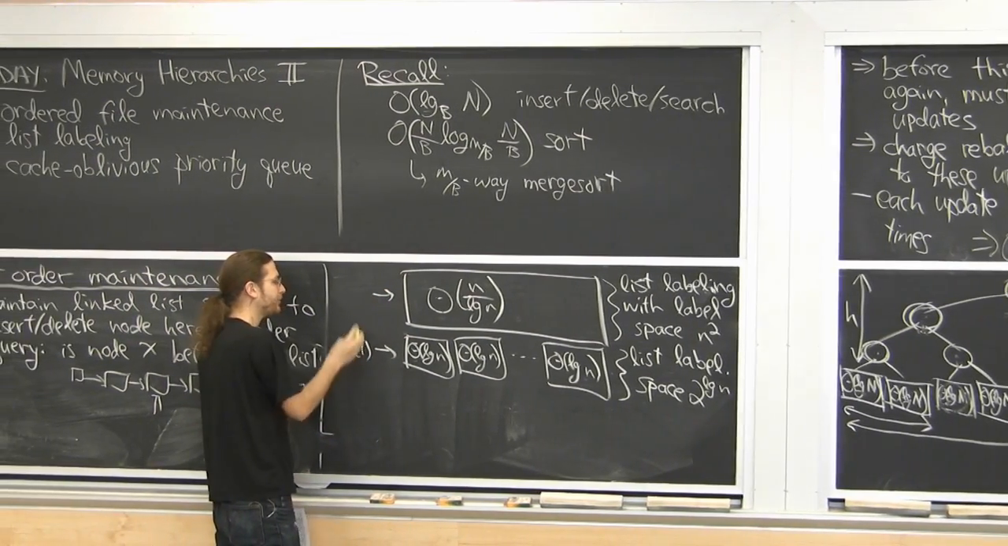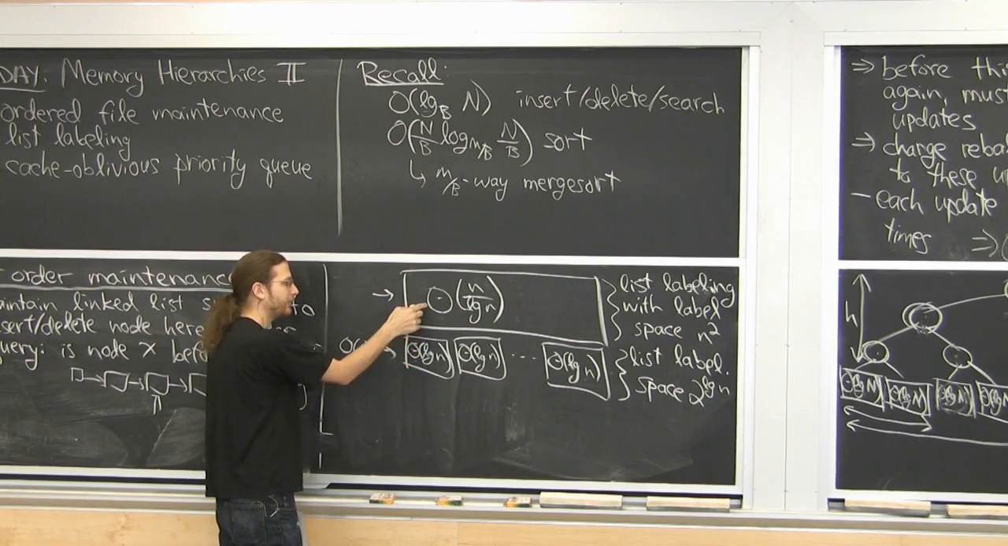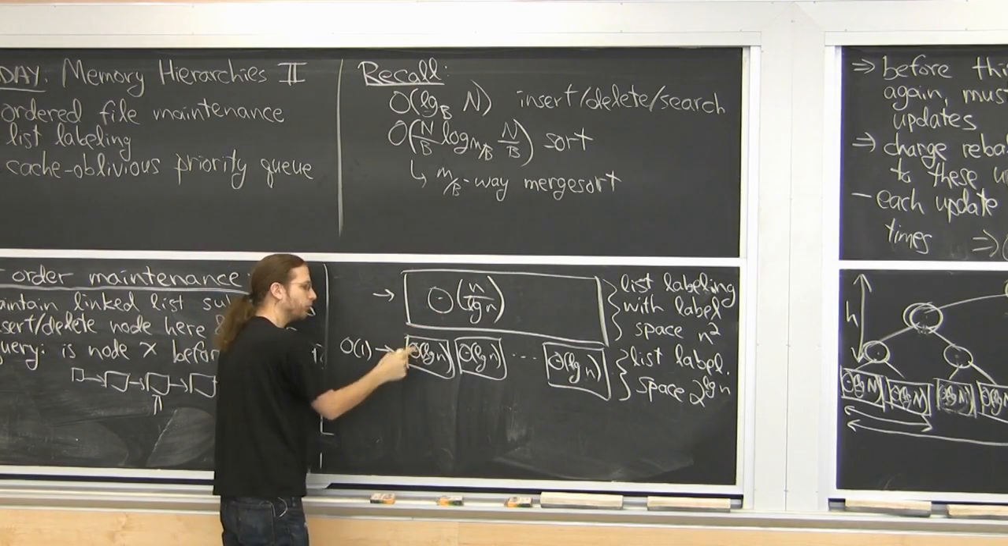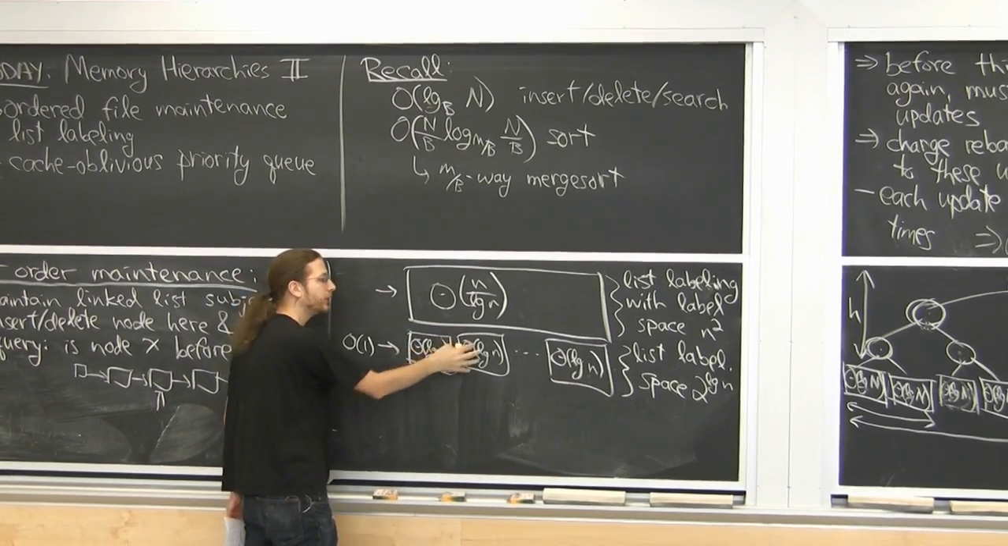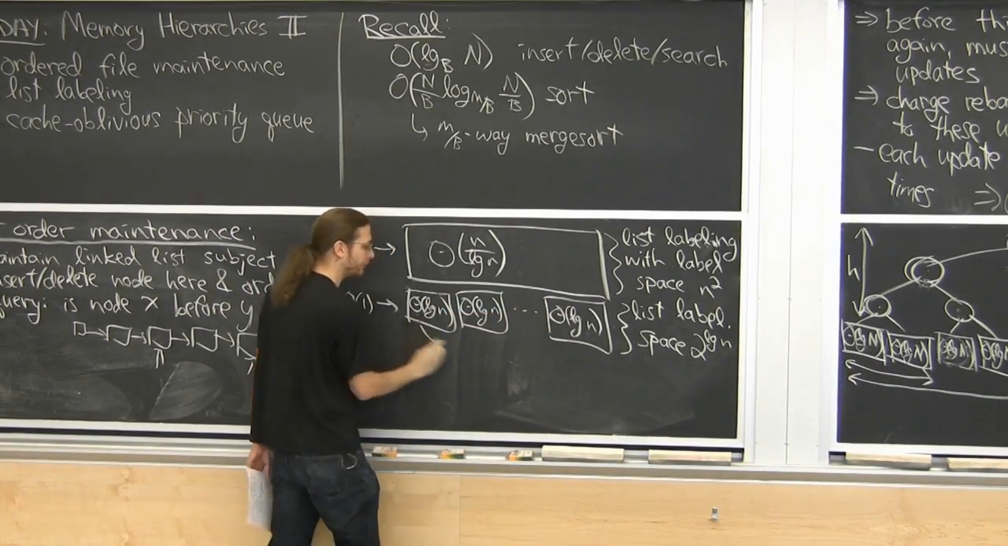And to maintain the labels up here, so to maintain basically each of these n over log n elements is one representative element representing this entire group. There's n over log n of these groups.